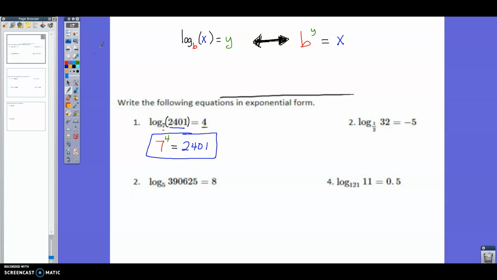So for number 2, we're going to do the same thing. We take our base, which is a small subscript number, in this case 1/2. Now you can write the fractions in parentheses, that's typically how you want to do it. We're going to raise it to the exponent, which is the number by itself, in this case -5. And that's going to equal the number that would be inside the parentheses, which in this case is 32.